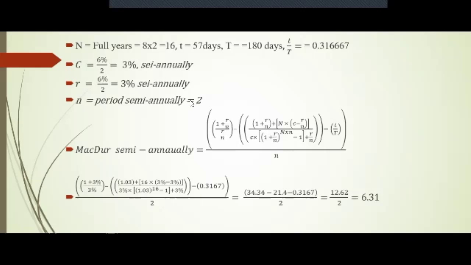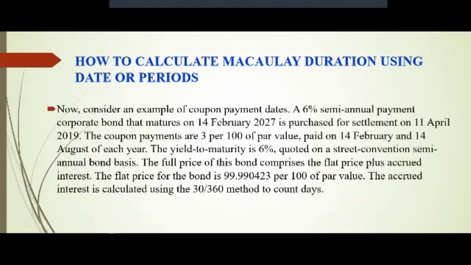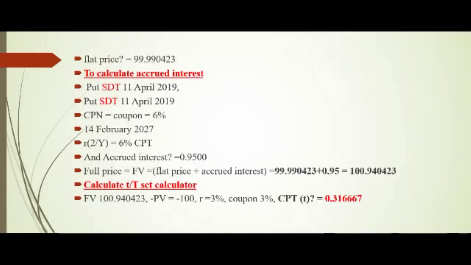We will get 6.31 years. So guys, please go carefully and understand the equation here, understand the example carefully, and just go one by one so that you can understand better.